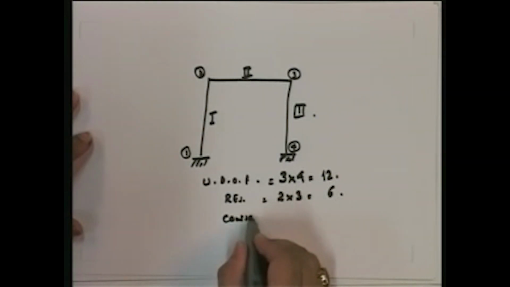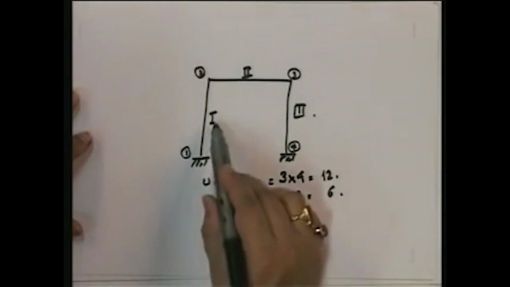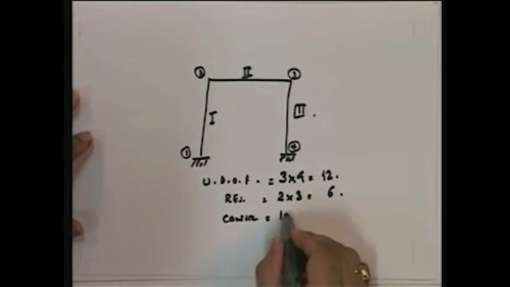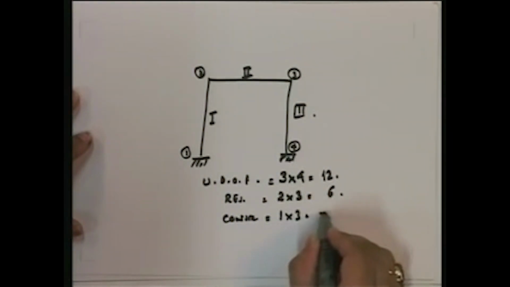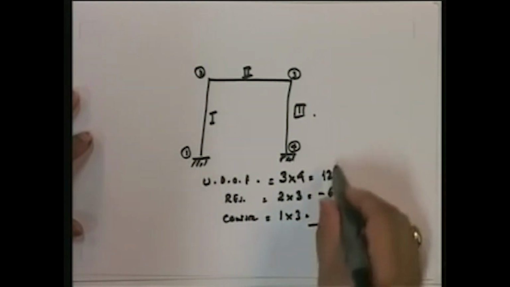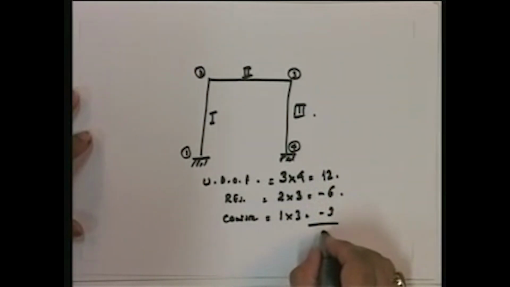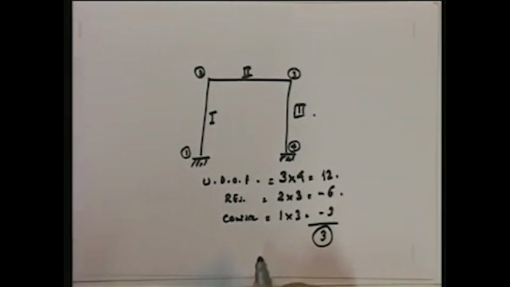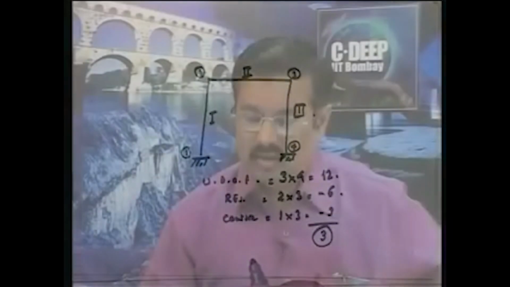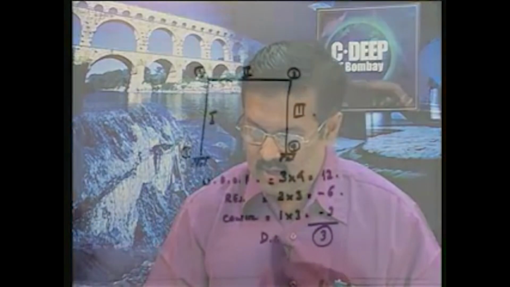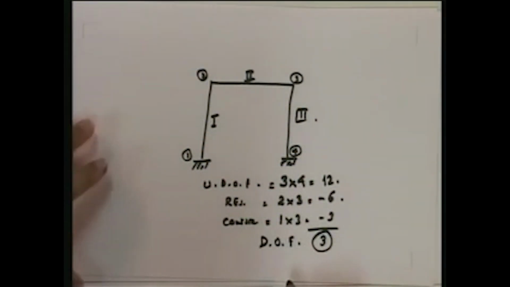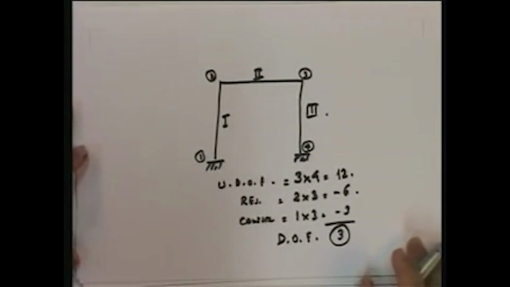Constraints. How many members? 1, 2, 3, all actually rigid. So constraints 3. So these are minus. How many degrees of freedom does this structure have? 3. So a frame where all the members are actually rigid, okay, has 3 degrees of freedom. Now what are those 3 degrees of freedom? Let's look at it. Okay, it's very interesting.